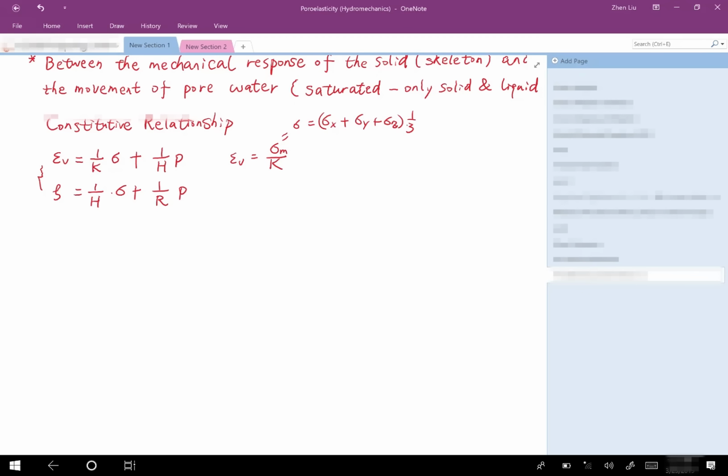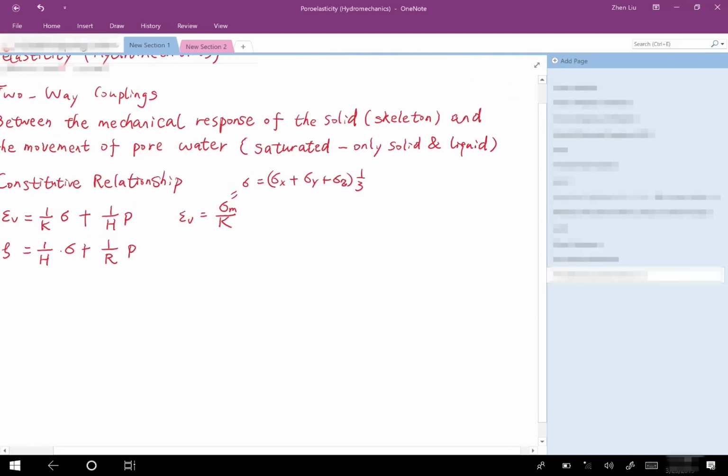We have a solid and we have a liquid that sit together. If one thing moves, it will change the other one, and if the other thing moves, it will change this one as well. So that's why it's called coupling. This is the deformation of the solid, this is the deformation of the liquid, and any change in P or sigma will change both of them. And they're coupled.